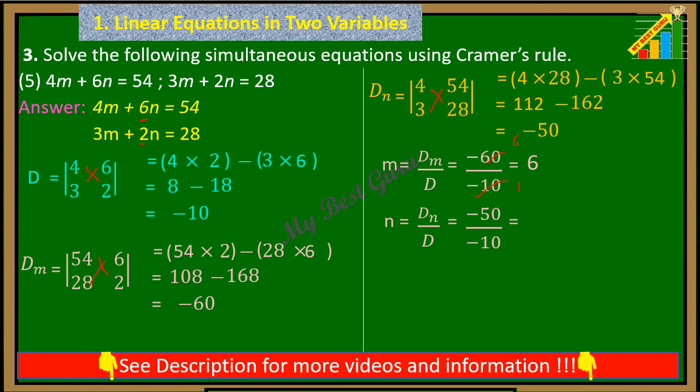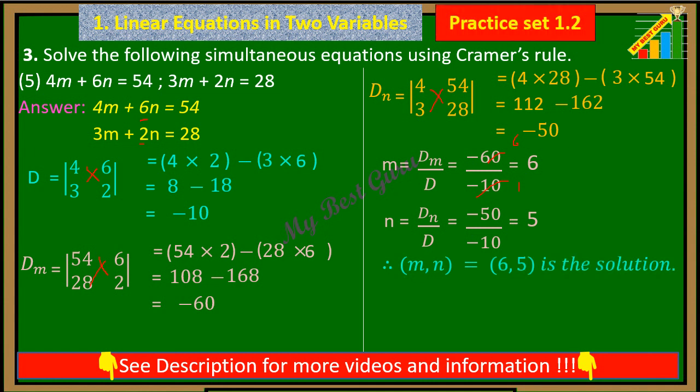Now n is equal to Dn upon D. This is the formula. Just put the values for Dn and D. In this formula you will get minus 50 divided by 10. 10 ones are 10, 10 fives are 50. As both have negative signs, minus minus should be plus. So it is 5. Now you got the solution for m and n. So m comma n is equal to 6 comma 5 is the solution of this equation.